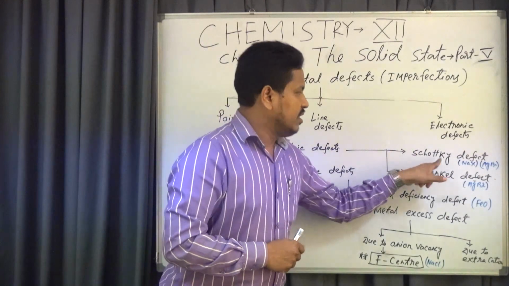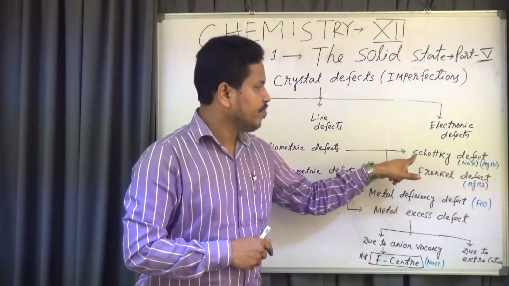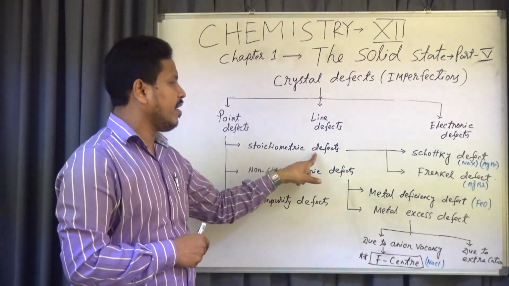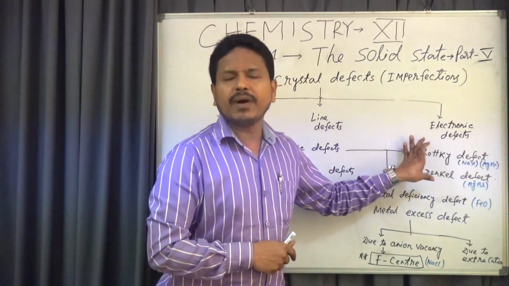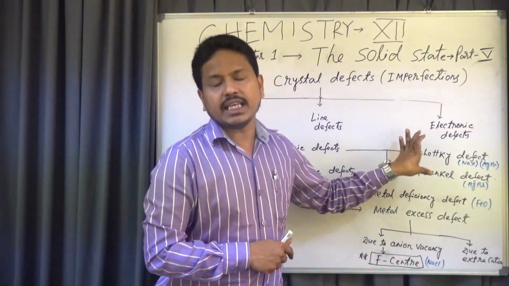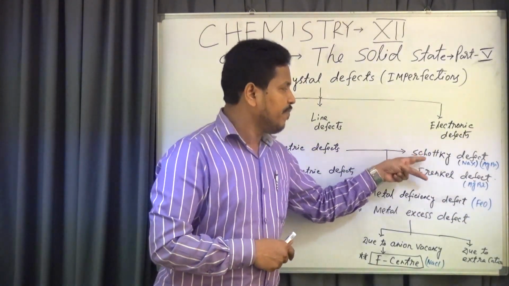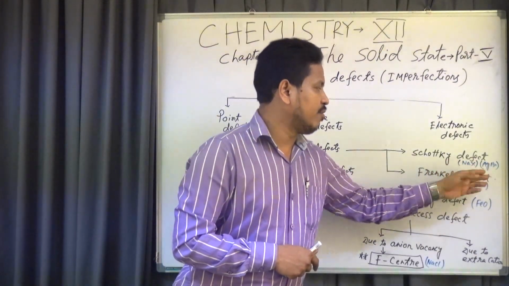Write down very carefully: Schottky defect and Frenkel defect. Very important for board examination. Schottky defect and Frenkel defect are the two important types of stoichiometric defect, where the defect arises due to the displacement of the atoms, but the stoichiometry remains unchanged. These two defects are generally found in ionic crystals, like sodium chloride, sodium bromide, silver bromide, etc.